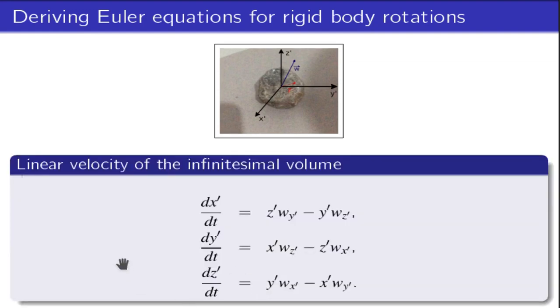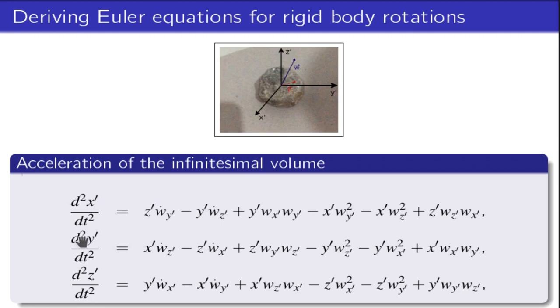Then we can write the components of the linear velocity like this. By taking the time derivative of this equation, we can obtain the components of the infinitesimal volume's acceleration. There will be terms including the time derivative of x prime, y prime or z prime, and for these terms, we can use these equations and write them without these time derivatives. And there will be some terms including the time derivative of angular velocity, which we will leave as they are. Then we obtain these equations for linear accelerations.